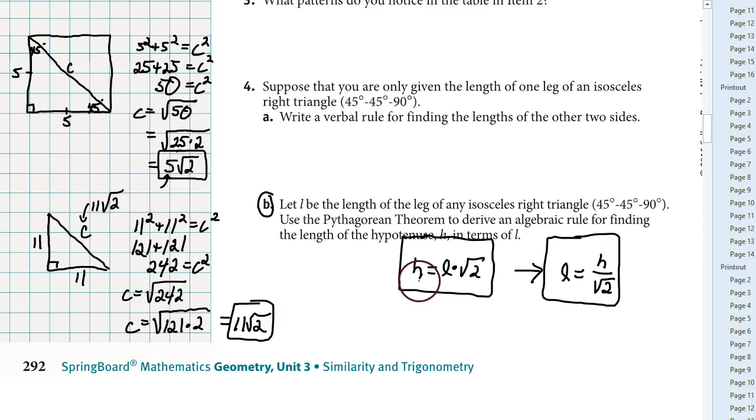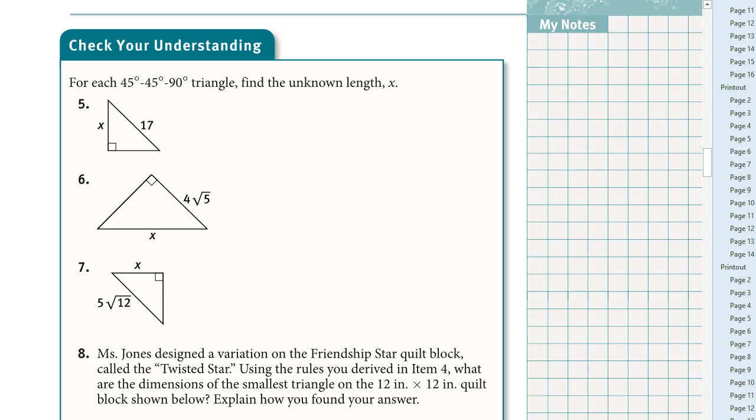In these formulas, the letter H is the hypotenuse of a right triangle. The letter L is the leg of the triangle. These formulas only work for this kind of right triangle. Let's go to the check your understanding questions and use those formulas to solve some problems, starting with number 5.